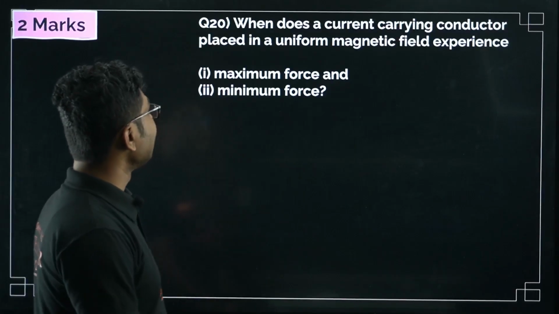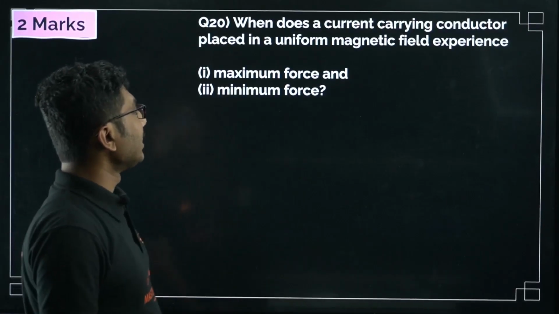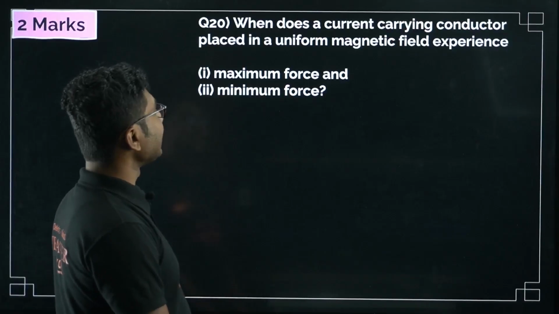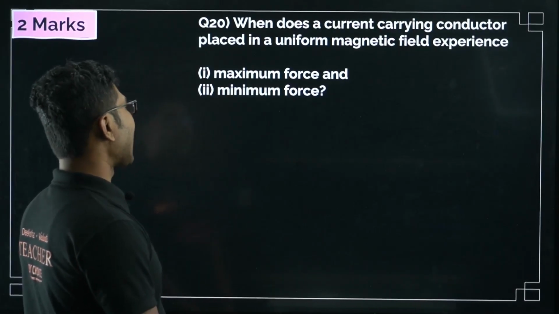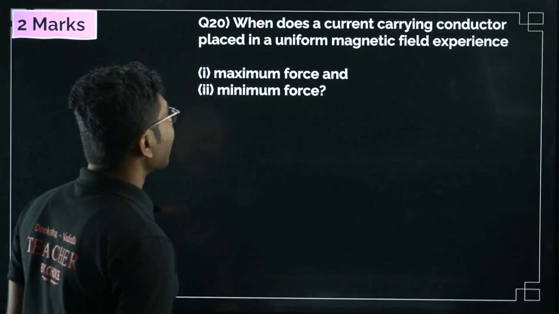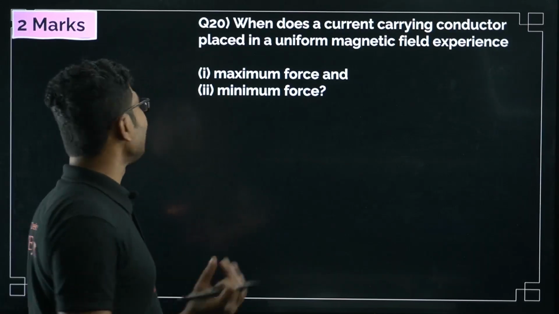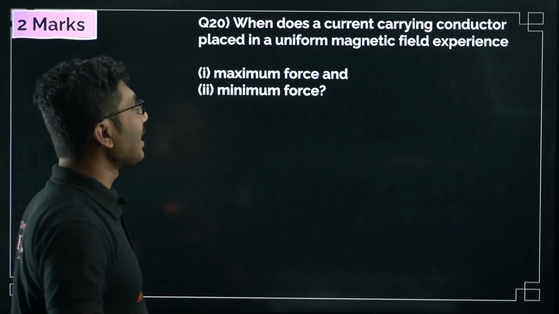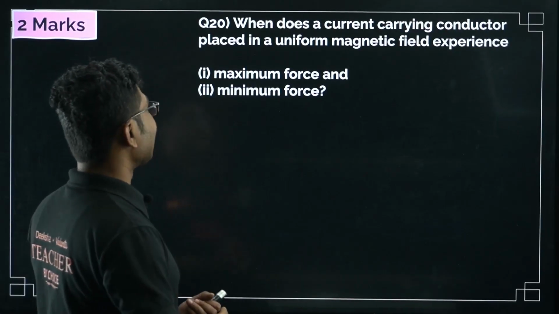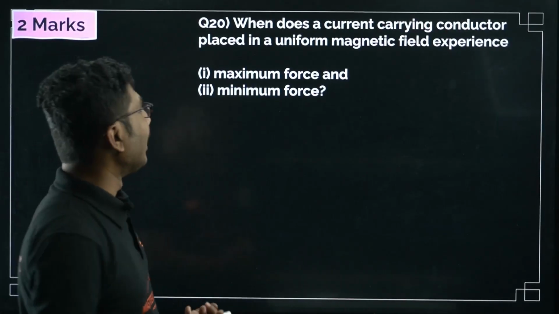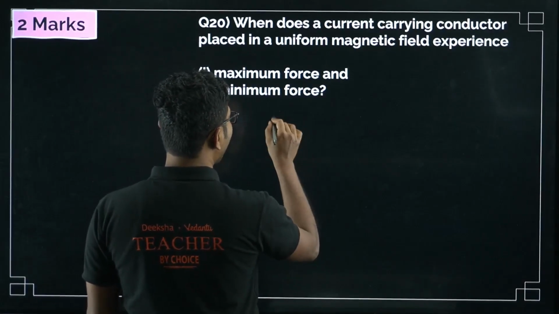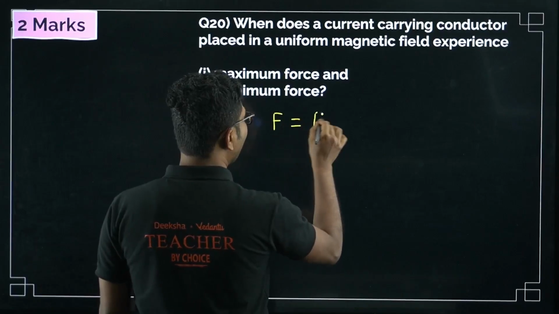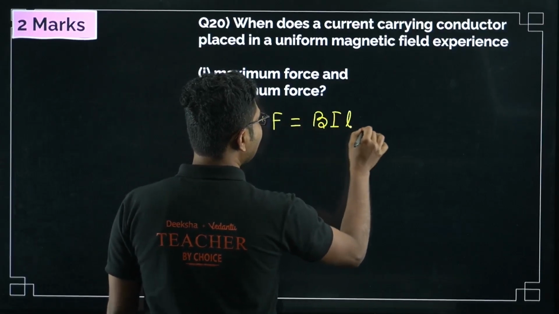Now let's see question number 20. When does a current carrying conductor placed in a uniform magnetic field experience maximum force and minimum force? So first of all we have to find what is the force experienced by a current carrying conductor in a uniform magnetic field. So the force experienced is basically BIL sin theta.